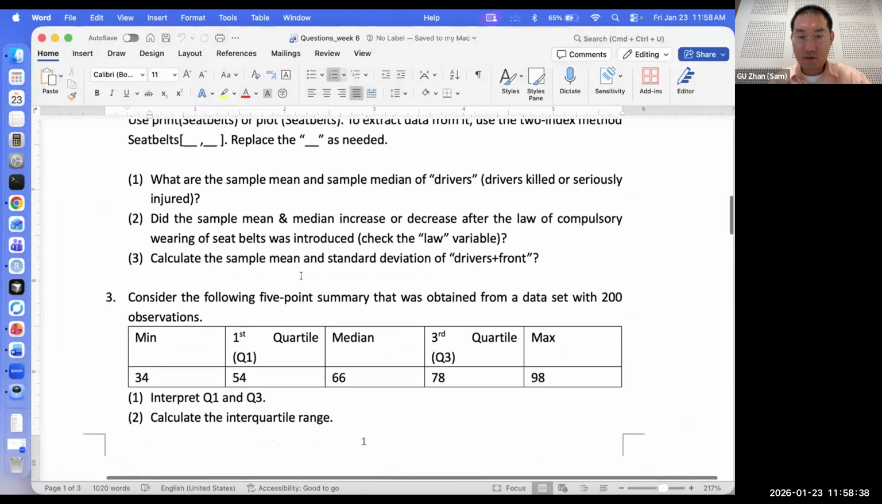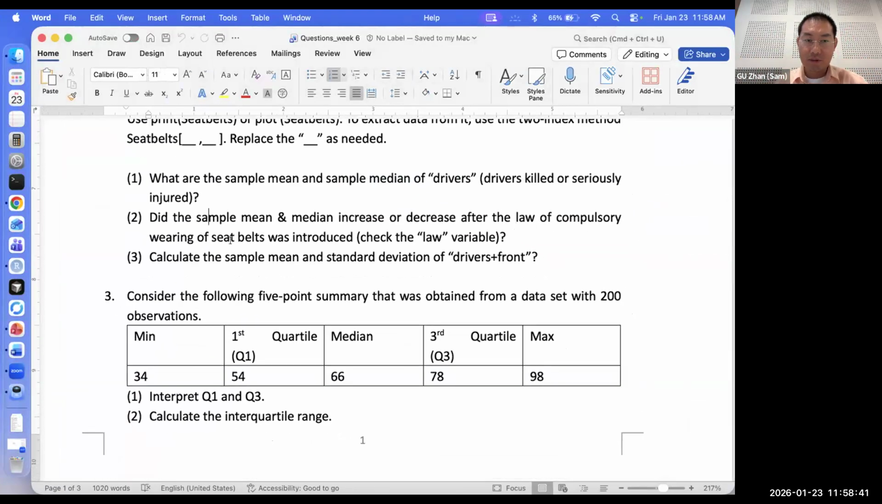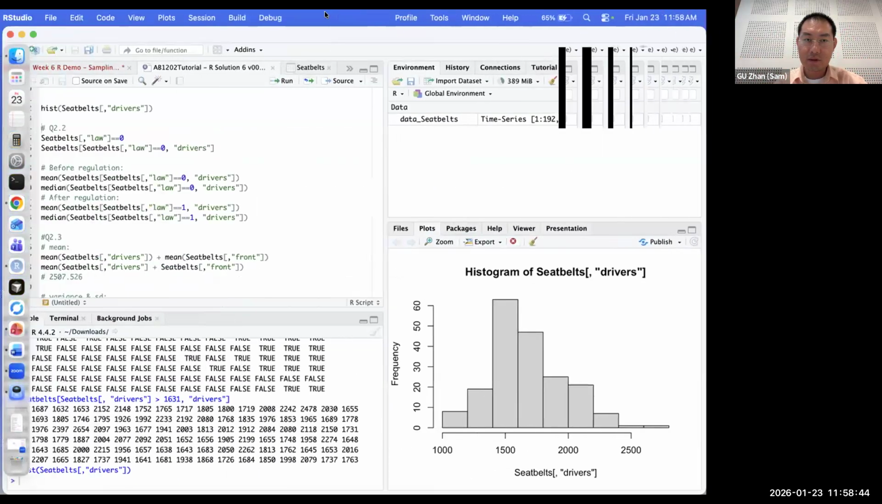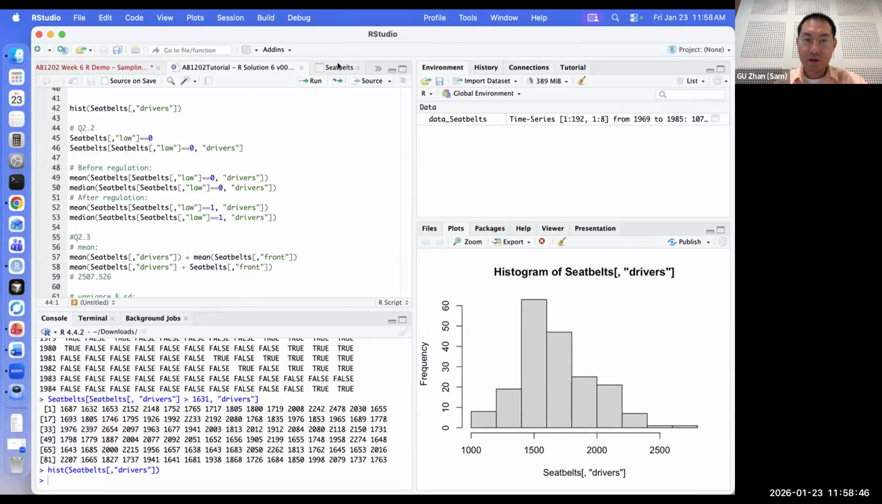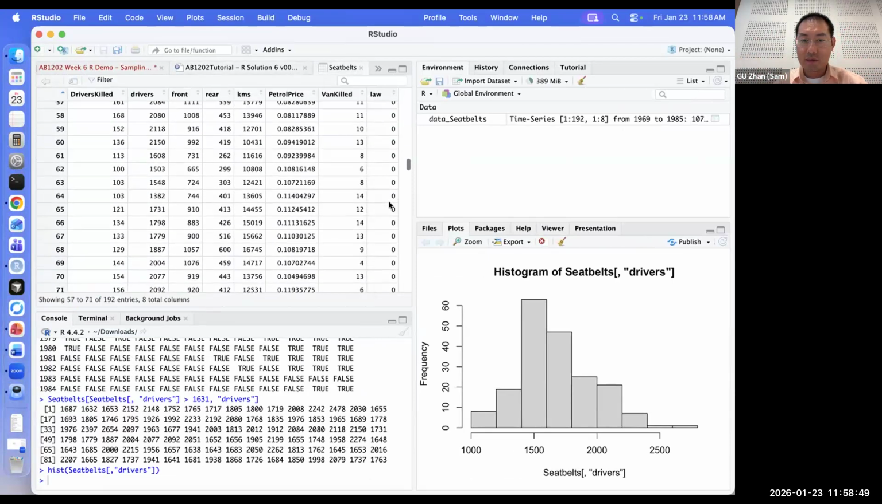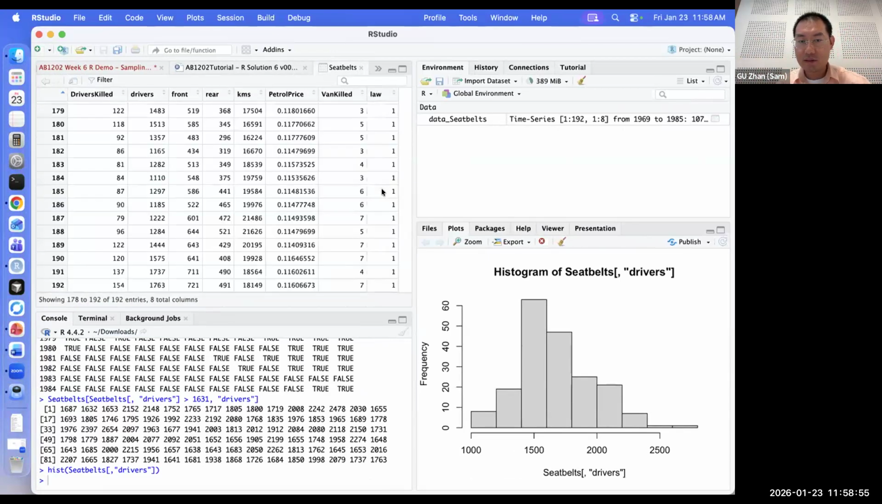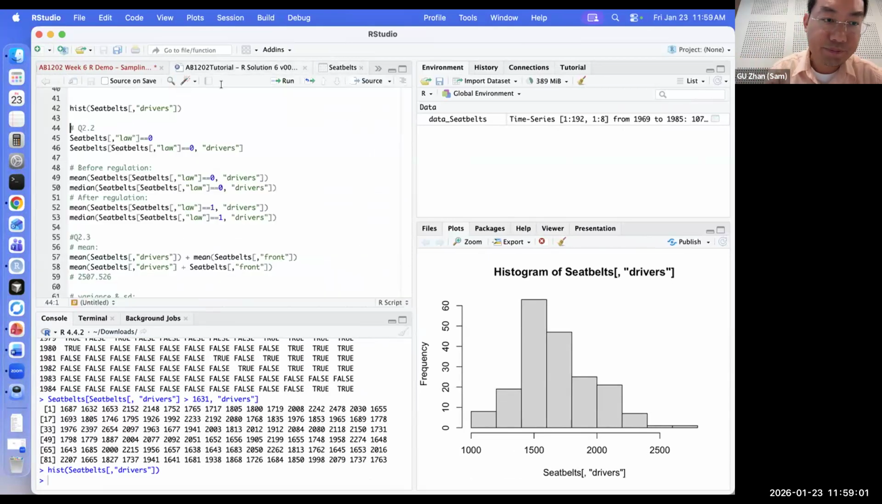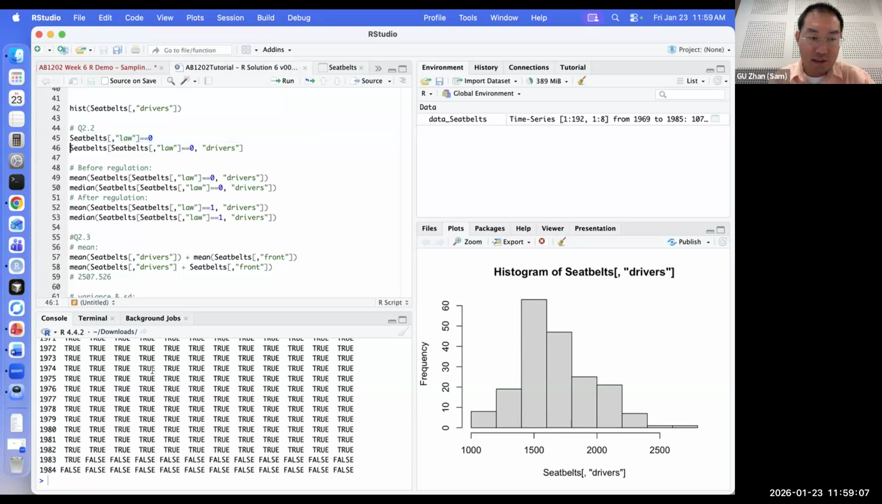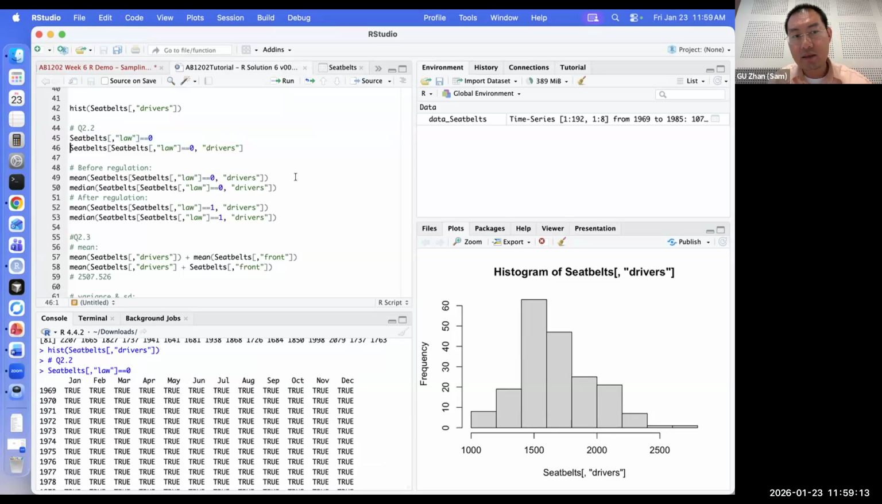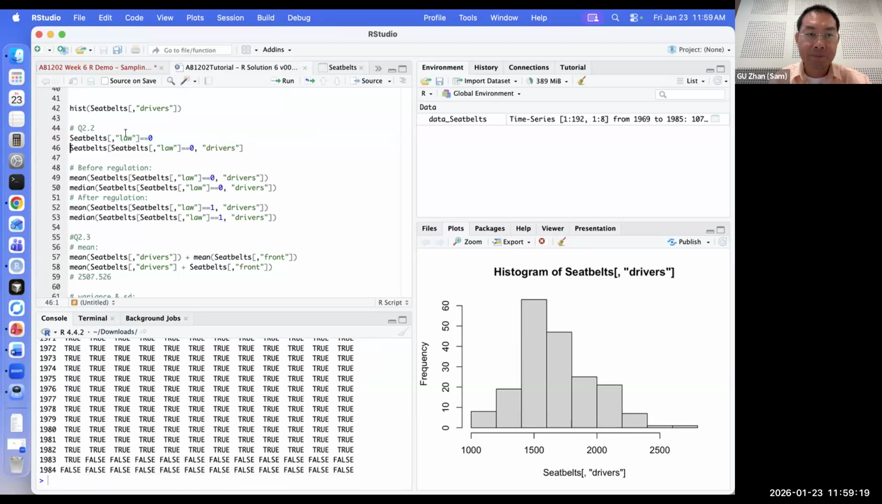Did the sample mean and median increase or decrease after the law of compulsory wearing seatbelt was introduced? Check the law variable. Okay, so there is a law variable. The law variable shows 0 and 1. 0 means that in that year the compulsory seatbelt was not introduced. Then we want to compare whether the deaths are dramatically reduced. Seatbelt law equal to 0: you are seeing some years are true, some years are false. 0 means not introduced, 1 means introduced.